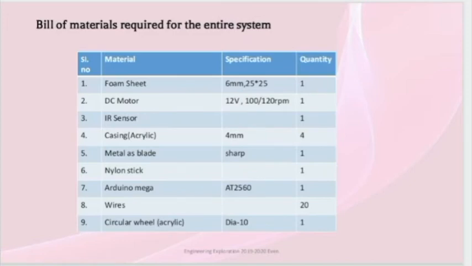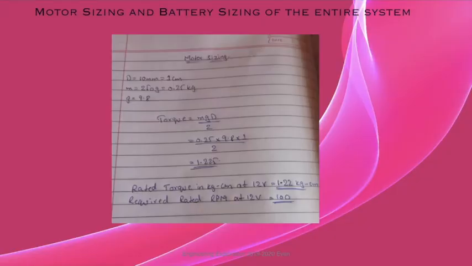Moving on to the next slide, we have the bill of materials required for the entire system. We have used foam sheet of 6 mm, DC motor of 100 or 120 rpm, IR sensor, casing done through acrylic sheet of 4 mm, metal as blade, nylon stick, Arduino Mega, wires, circular wheel of acrylic sheet of diameter 10. And battery sizing of the entire system. Firstly, we are not going to use a battery, so we haven't done the battery sizing, as we are directly giving AC supply to the circuit of our system and it's going to work.